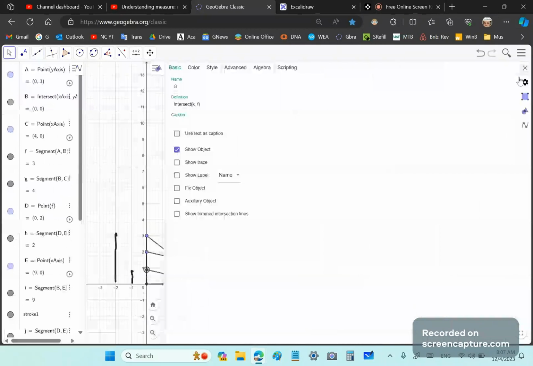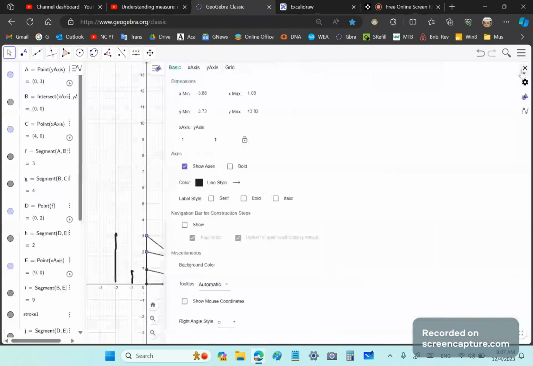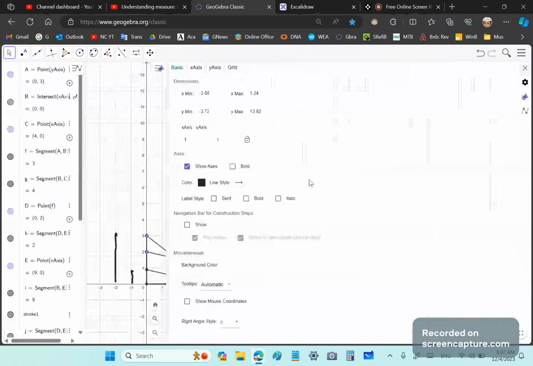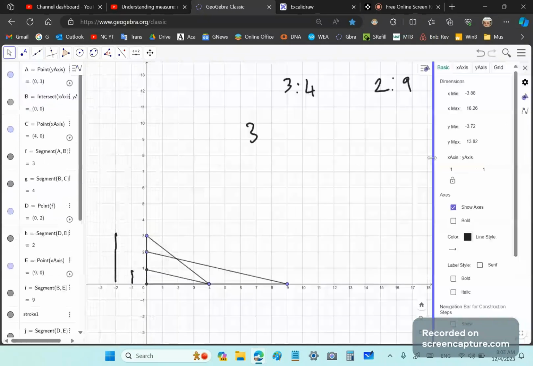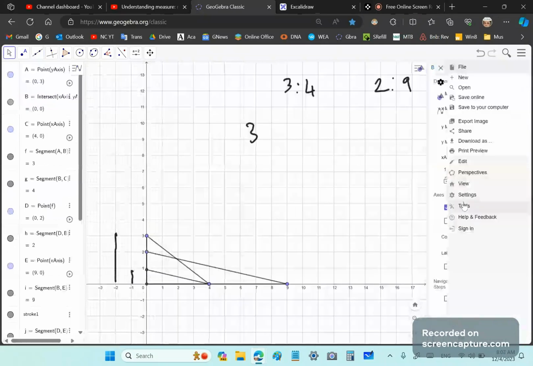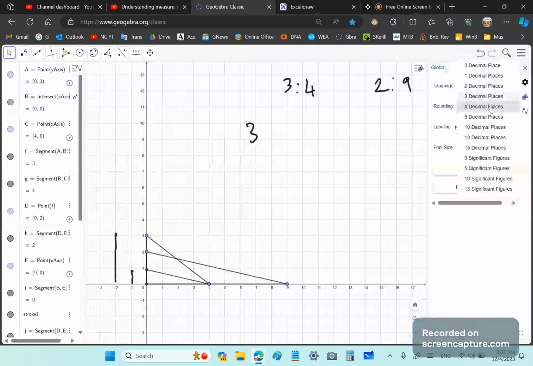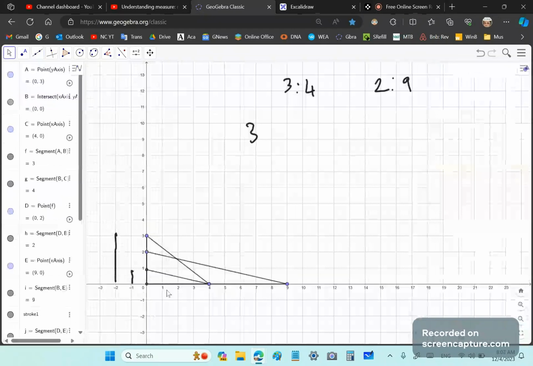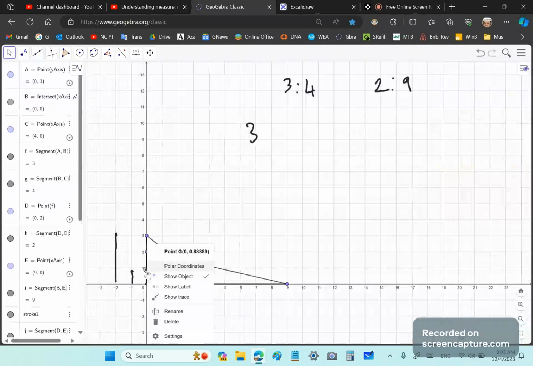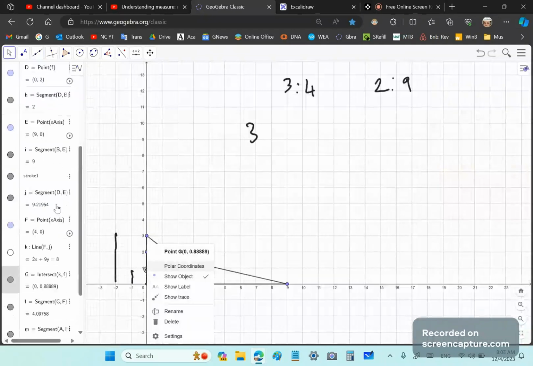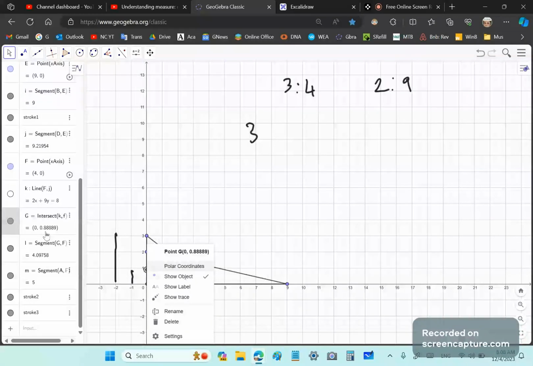I want to have some more decimals. So if I go there and I say, now why am I not getting decimals? This is ridiculous. Oh no, I need to go to settings. All right, decimals, let's make it about 5 places. And let's see what this point here is. So this point here is G. If you look at G, it's 0.489.